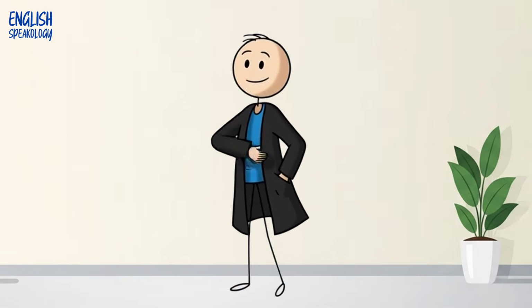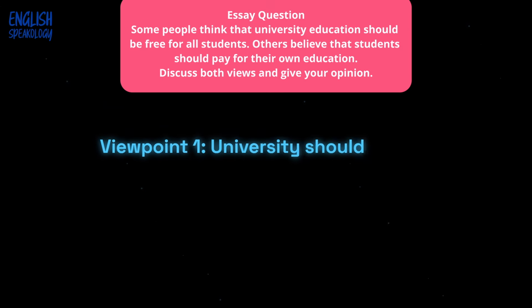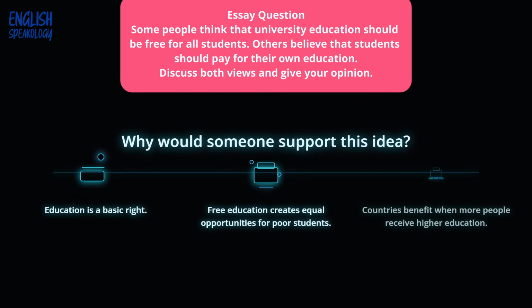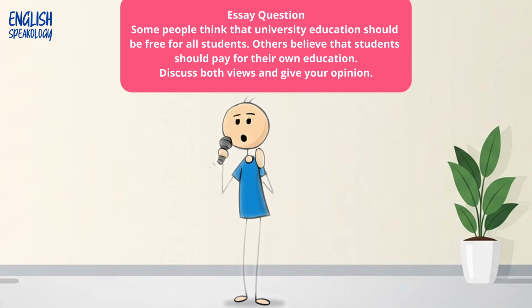Let's brainstorm together. Viewpoint 1. University should be free. Why would someone support this idea? Possible reasons include education is a basic right. Free education creates equal opportunities for poor students. Countries benefit when more people receive higher education. These are strong arguments. Now let's look at the other side.